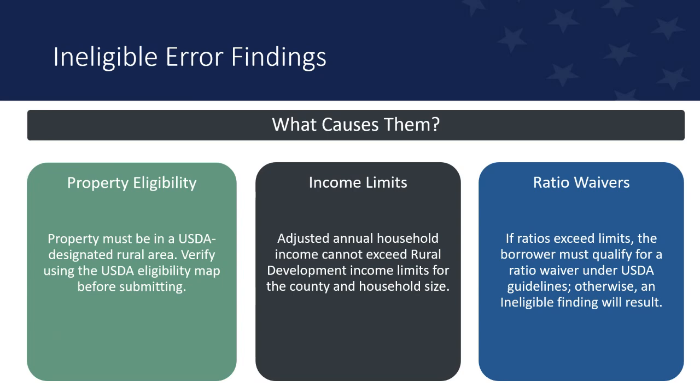A few items that can bring ineligible findings are: the property is not in an eligible rural area. Be sure to check the eligibility map. The adjusted annual household income exceeds the income limits for the area the home is located. The applicant's PITI and/or total debt ratio exceed the qualifying limits, and the borrower doesn't qualify for a ratio waiver.